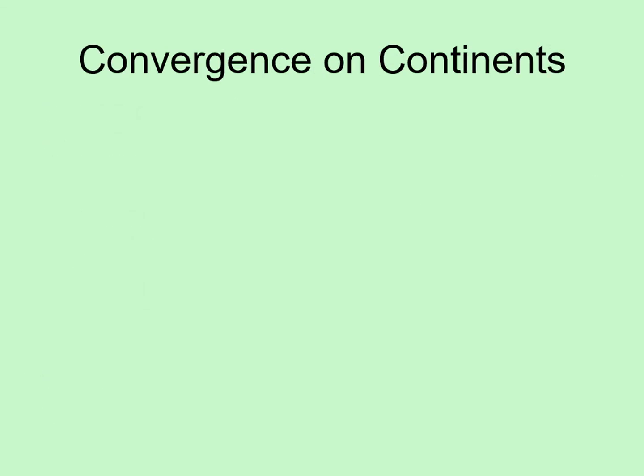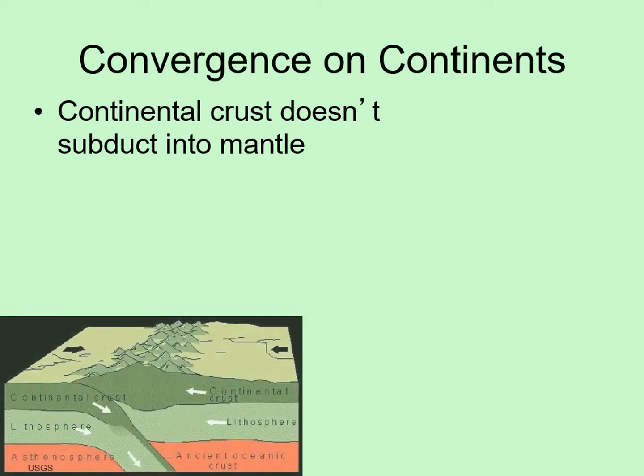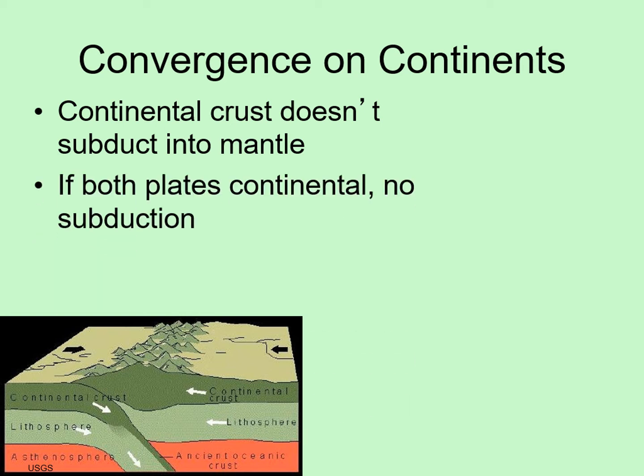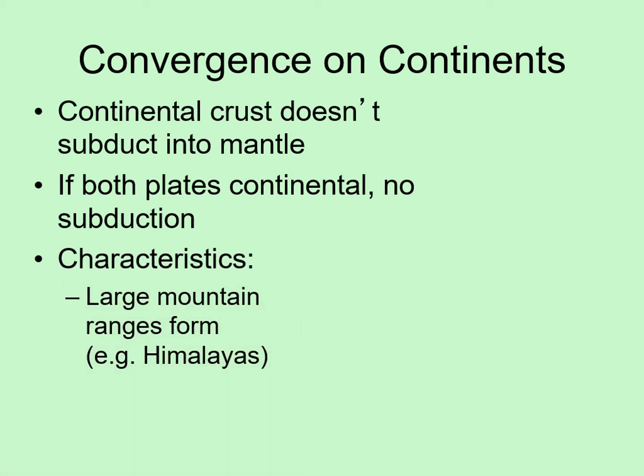There is one form of convergent boundary that doesn't result in subduction. That happens when two continents collide. Continental rocks don't subduct into their mantle. Their density is too low for this. So if two continents come together, they have to build upwards instead. Continent-continent collisions produce large mountain ranges.